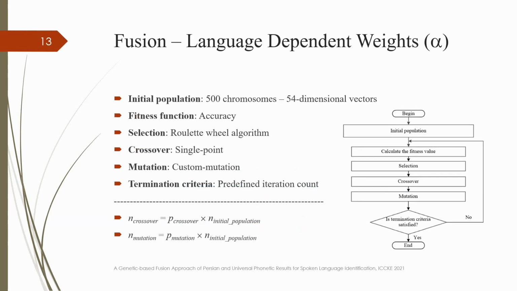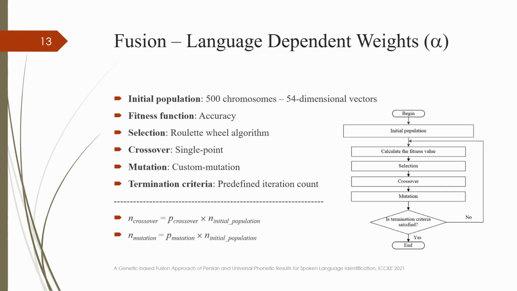As I mentioned, to obtain these 54 optimal alphas, we use the genetic algorithm. The initial population was set to 500, and each chromosome was set to have 54 random real values in the range of 0 to 1. For the fitness function, we use accuracy. The selection method for crossover was based on the roulette wheel algorithm, and we used a single point crossover to generate offspring. In the crossover step, the crossover point is selected randomly. The selection and crossover steps are done in a loop for a number of crossover times, which is equal to the probability of crossover multiplied by the initial population's number.